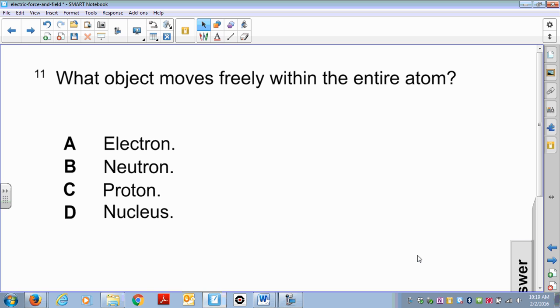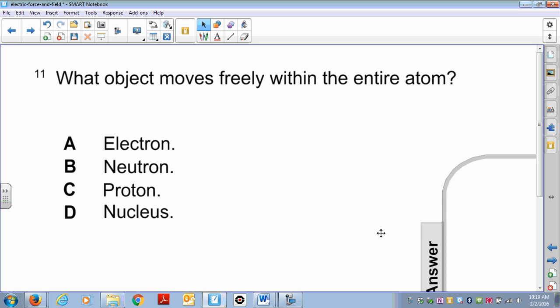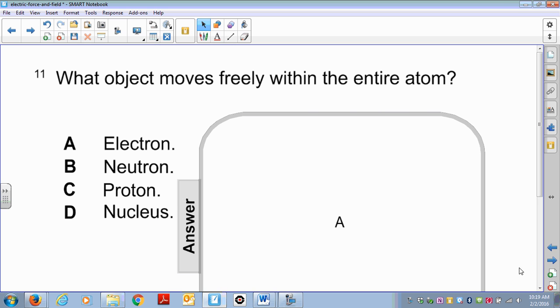What object moves freely within the entire atom? Is it an electron, a neutron, a proton, or the nucleus? Go ahead and select your answer now. Hopefully you chose A, the electron.